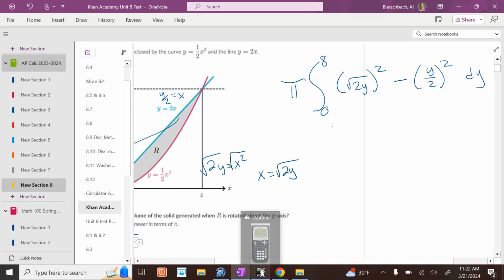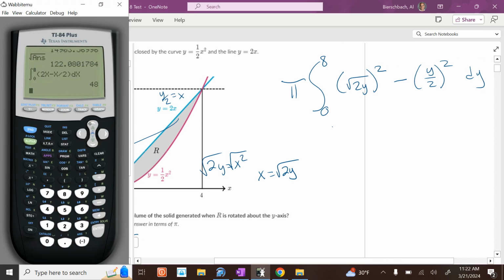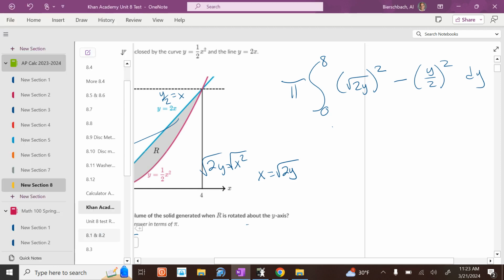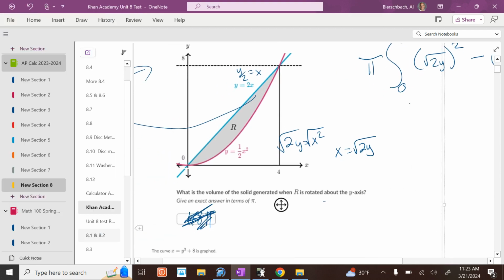Did I square the y over 2? No, I didn't. I'm a Dummkopf. So, enter. Second, insert, parenthesis, squared. Try that again. Math, turn it into a fraction, please. 64 pi over 3. Thank you. 64 pi over 3. There we go. Okay? All right.